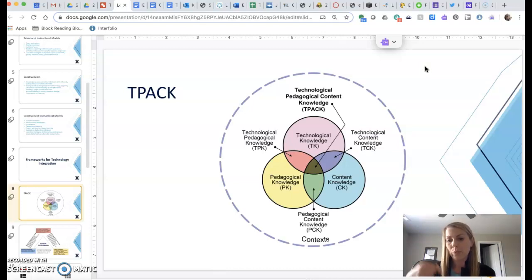Number one, what technology should be used in this situation? What makes the most sense? Number two, what is the content I'm trying to teach? And do I understand the content I'm trying to teach and how that technology works together with that content? And then pedagogical knowledge, which is how do I teach that content? And does this technology make sense and support the way that I would teach that content?